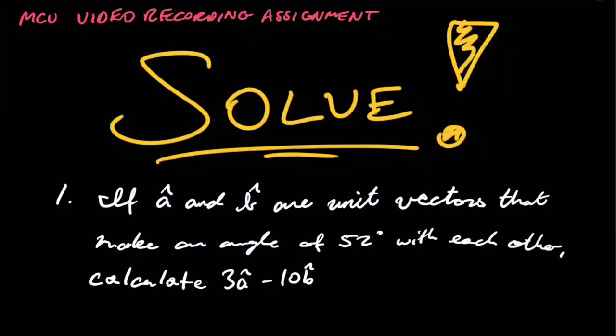Hey everybody, today what you see on the screen, we have Unit 1, Question 1. Vector A and Vector B are unit vectors that make an angle of 52 degrees with each other. Calculate 3 Vector A minus 10 Vector B.